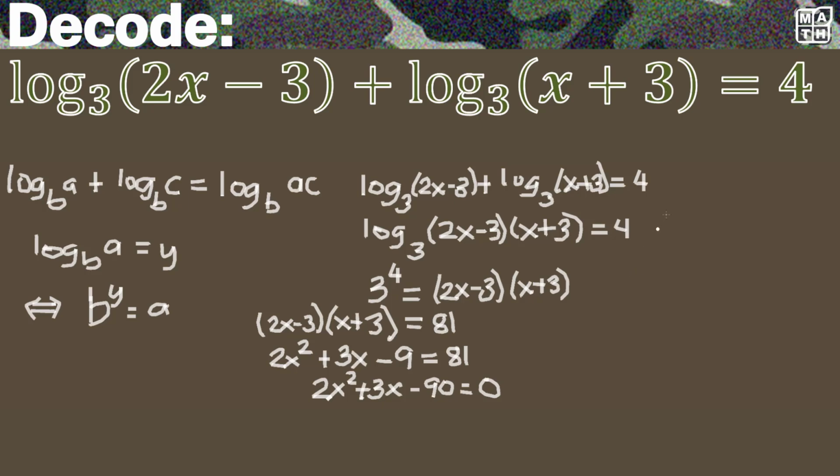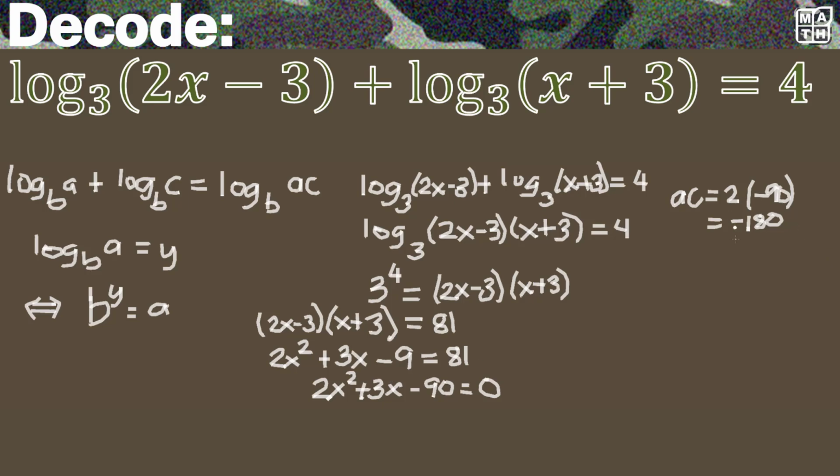We can factor this using the AC method, or AC way. Multiply your A and C coefficients: 2 times negative 90. So you also need to review your factoring of quadratic expressions. This is negative 180. Next, we look for factors of negative 180 which, when added, will result to positive 3.